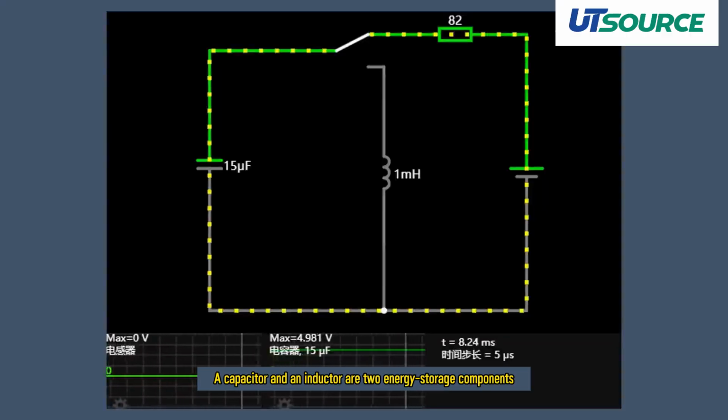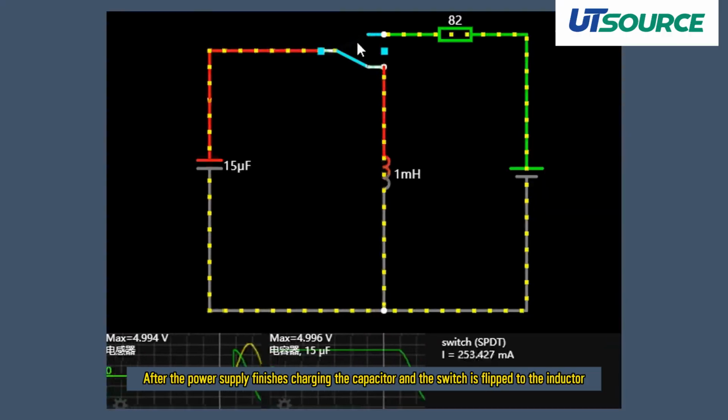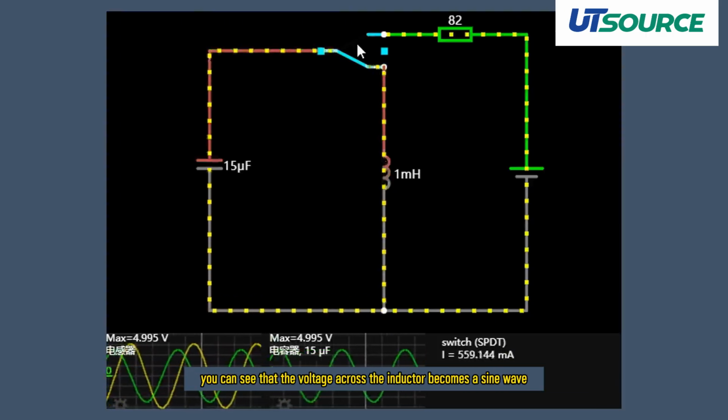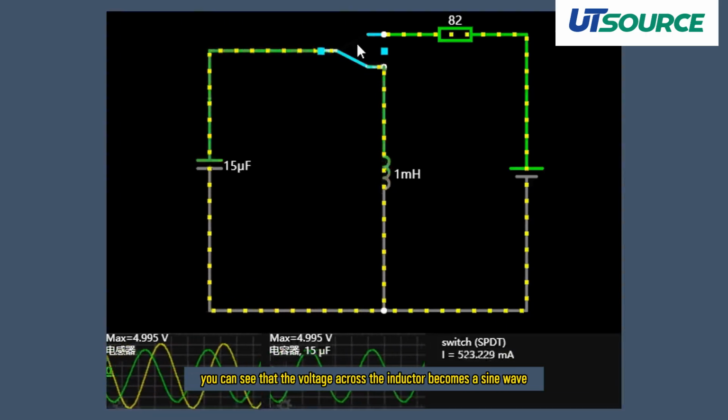A capacitor and an inductor are two energy storage components. After the power supply finishes charging the capacitor and the switch is flipped to the inductor, you can see that the voltage across the inductor becomes a sine wave.